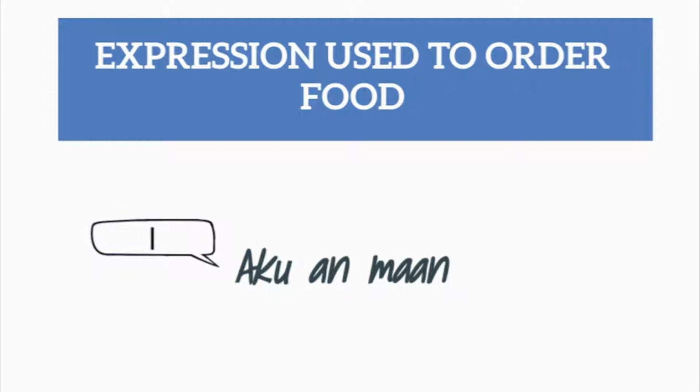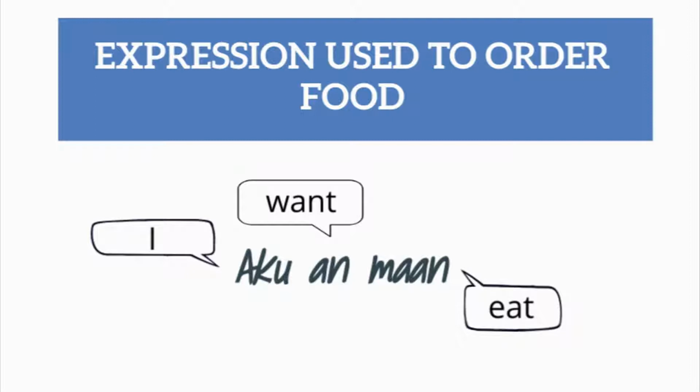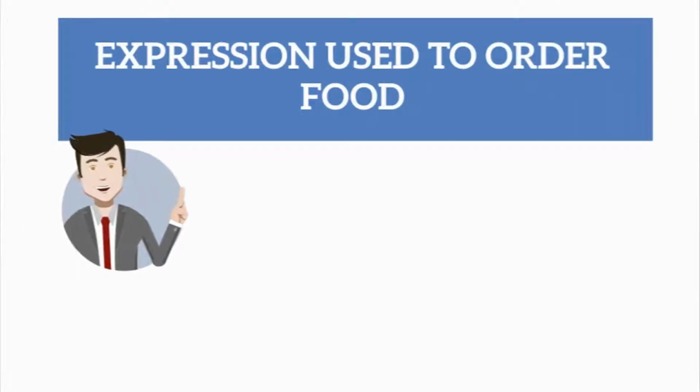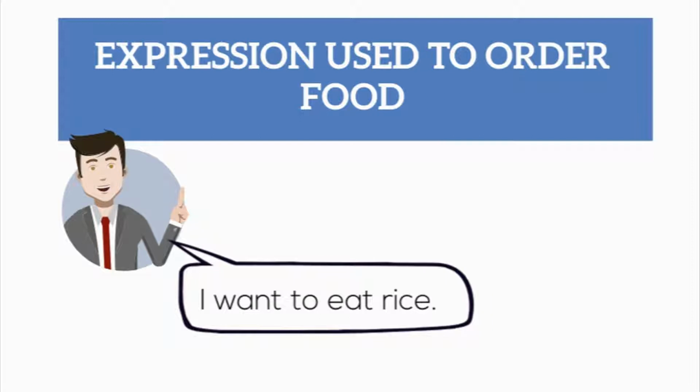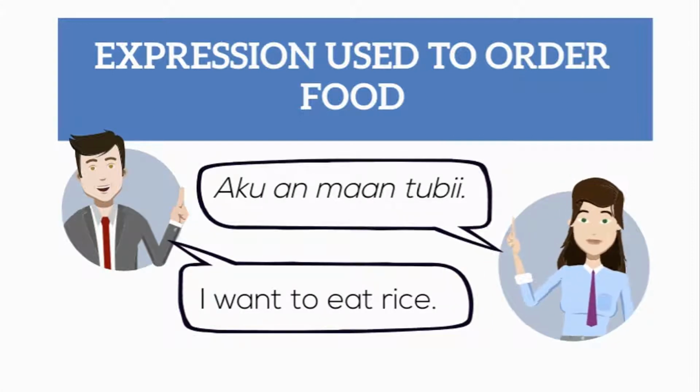Now for expressions used to order food. Aku an man. Aku means I, an means one, and man means eat. So this expression means I want to eat. Now repeat after me. I want to eat rice. Aku an man tubi.